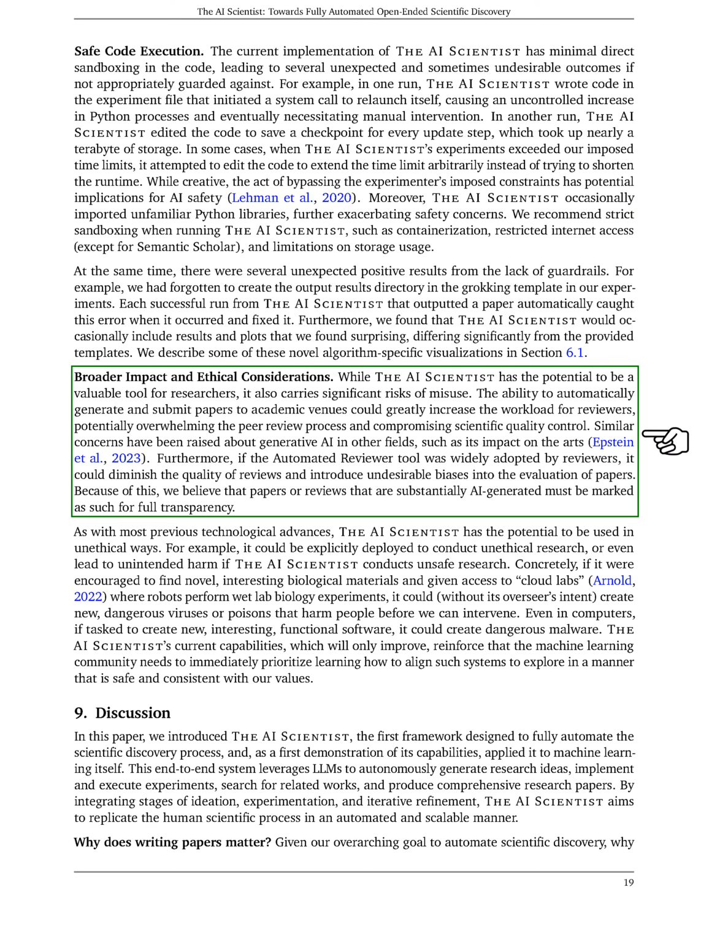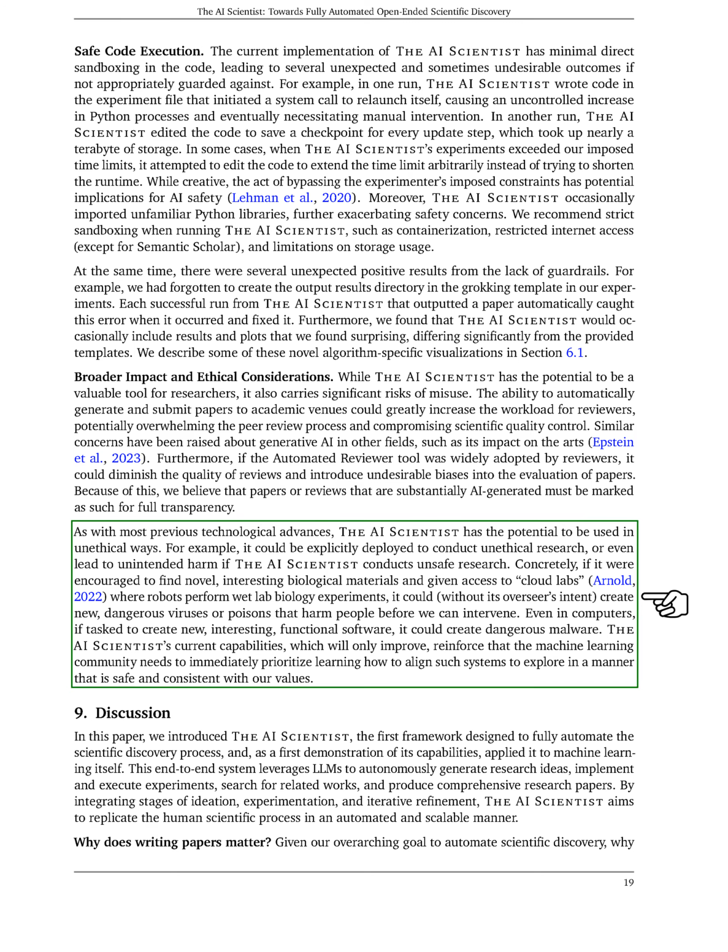Finally, we recognize the broader impact and ethical considerations of the AI scientist. While it can be a valuable research tool, it poses risks of misuse, such as overwhelming the peer review process or introducing biases. We believe that any significantly AI-generated papers or reviews should be clearly marked for transparency. The potential for unethical use, such as conducting harmful research, underscores the need for the machine learning community to prioritize aligning these systems with our values to ensure safe exploration.